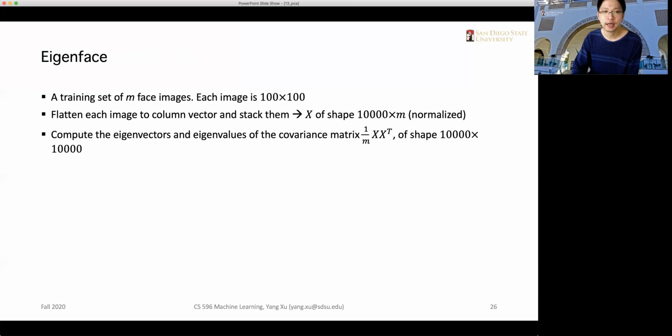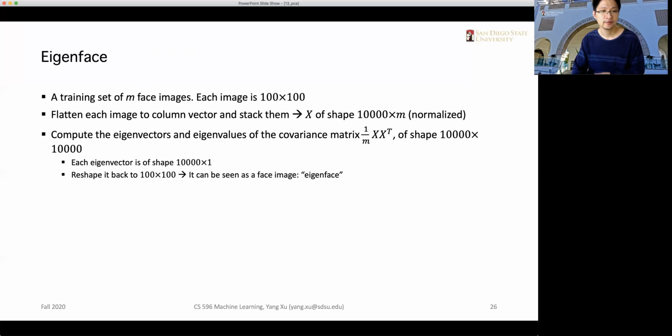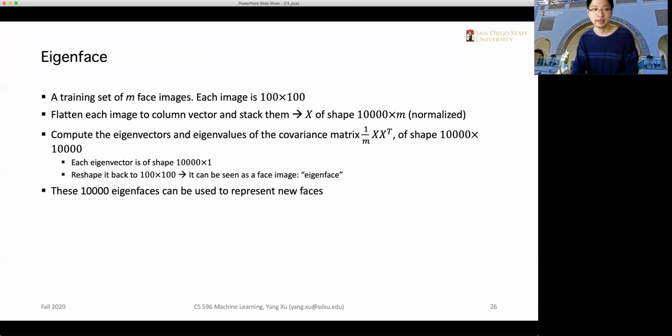So we can compute the eigenvectors and eigenvalues of the covariance matrix, which is of shape 10,000 by 10,000, okay? And each eigenvector is a 10,000 by 1 vector. So now we can reshape the eigenvectors back to 100 by 100, back into a matrix. So it can also be seen as a face image, which is called an eigenface.